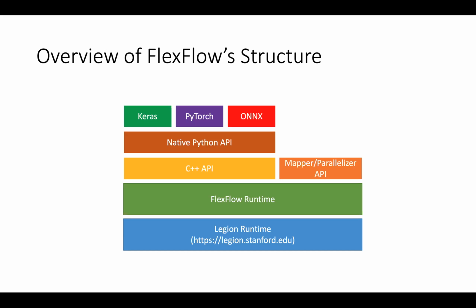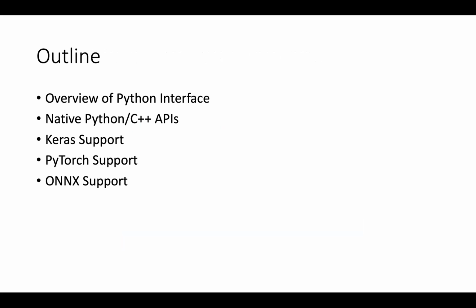In addition to it, the FlexFlow can also automatically search for optimized parallelization strategy, which will be covered in the next talk. In this talk, Mandeep and I will talk about all these FlexFlow APIs and how to use them to create and train a model. So this is the outline of this tutorial. I will talk about the native Python API, Keras, and PyTorch support. And Mandeep will introduce the ONNX support.